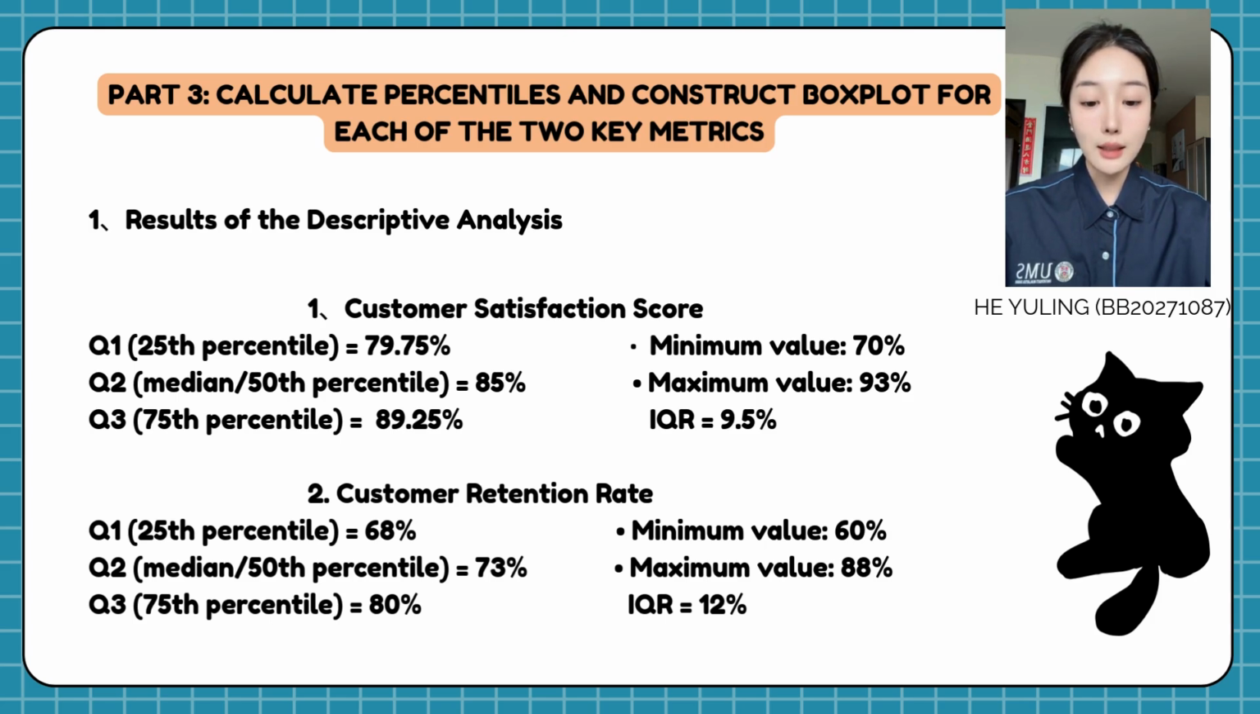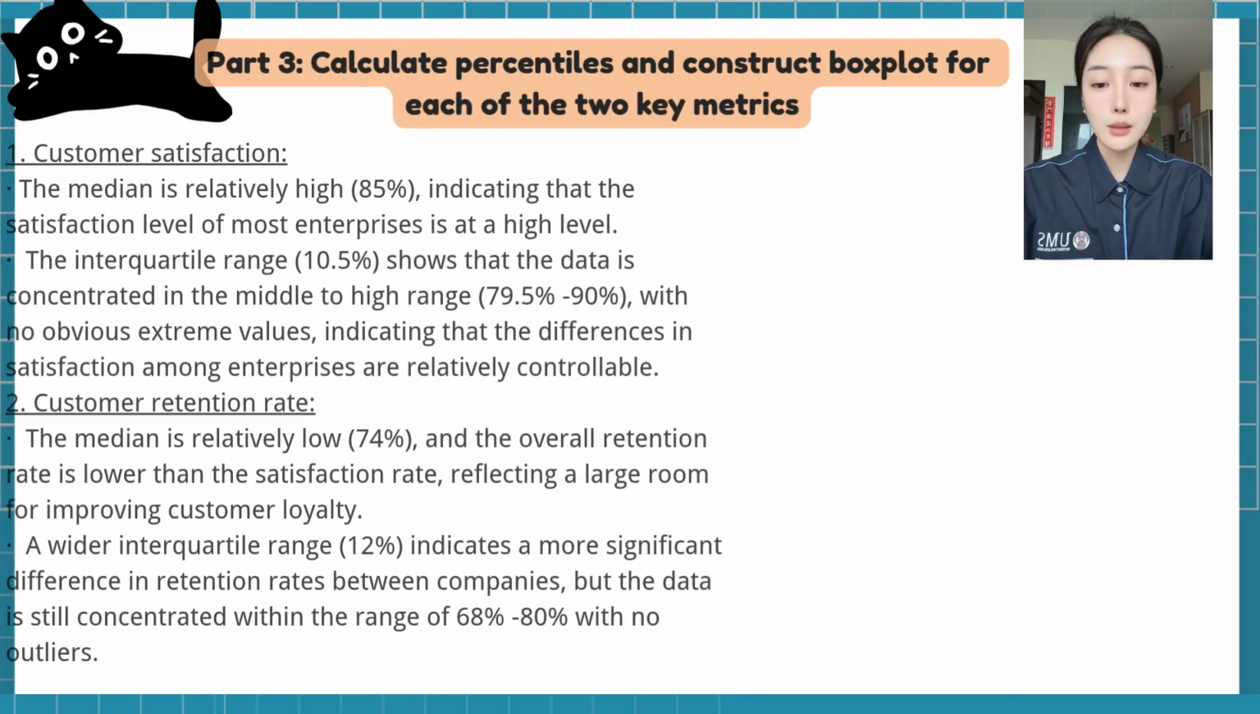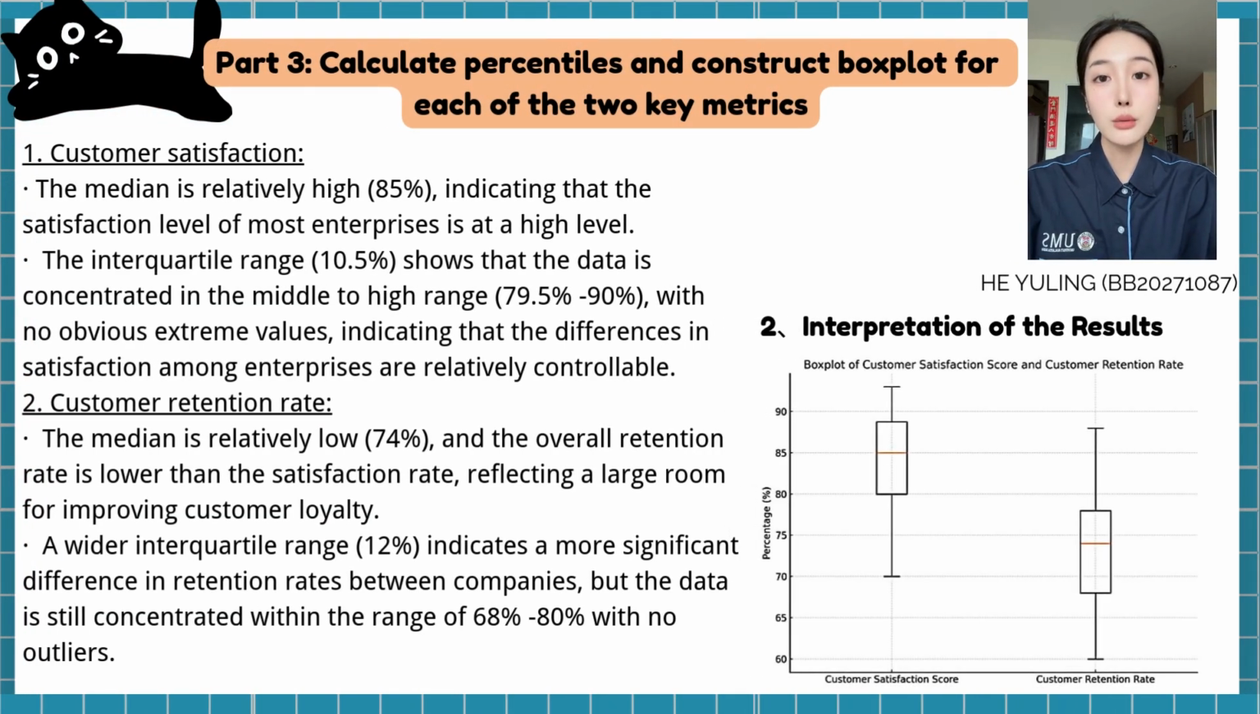Q1 is 68%, median is 74%, Q3 is 80%, min is 60%, max is 88%, IQR is 12%, no outliers. The second part, interpretation of the result.